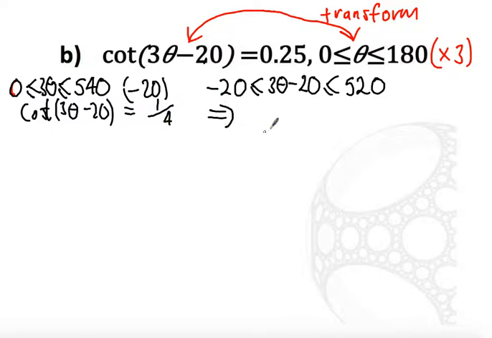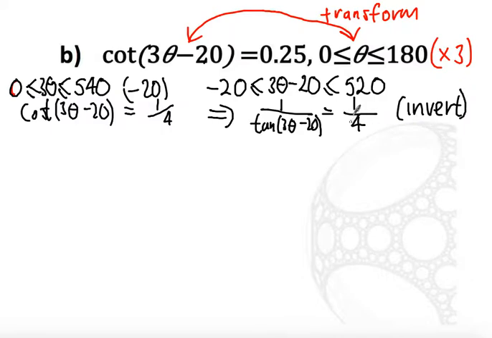Now what I know is cot 3 theta minus 20 is 1 over tan 3 theta minus 20, equal to 1 over 4. Now personally, I like taking the inverts of both sides, which is why I wrote this as a fraction. So if I invert this, I'm going to flip this fraction upside down, and I'm just going to write this as tan 3 theta minus 20. I'm not going to bother writing over 1. It's equal to, invert the second fraction, that's going to be 4 over 1, but I'm not going to bother writing the over 1. So now I just need to solve tan 3 theta minus 20 equals 4.